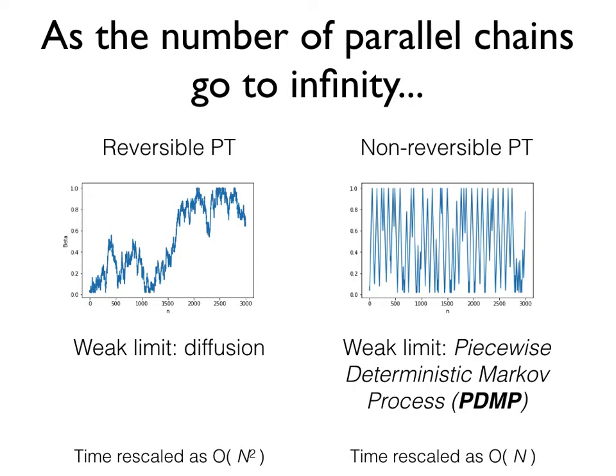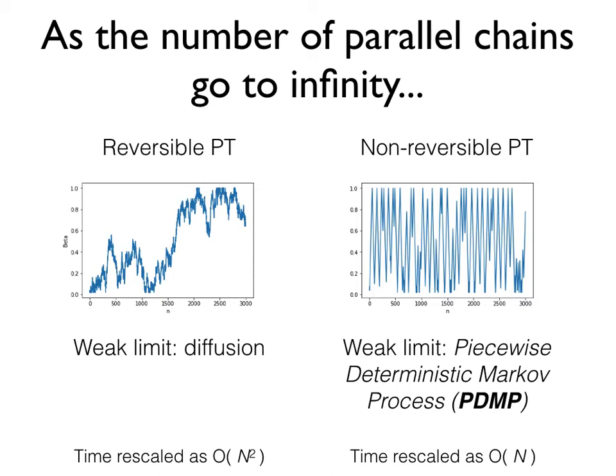So what is interesting here is that if you do only this small modification of deterministic alternation versus stochastic alternation between even and odd swap, we get qualitatively different behavior. So for reversible parallel tempering, the weak limit when time is rescaled at O(n²) is a diffusion, whereas for non-reversible parallel tempering, when the time is rescaled as O(n), the weak limit is a piecewise deterministic Markov process, a PDMP.